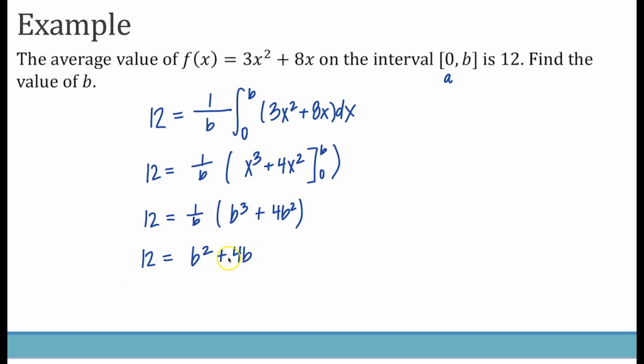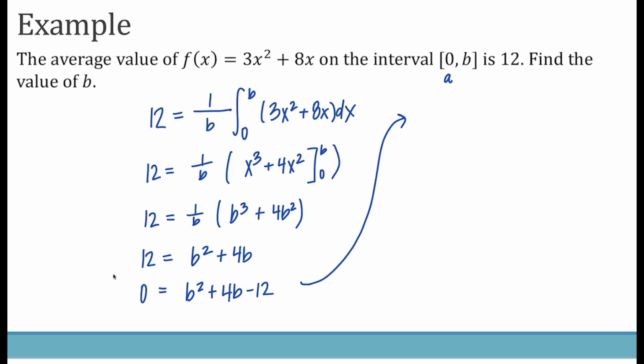And now we have a quadratic equation, which we must set equal to 0. So we don't want to do something weird, like factor out a b and set each term equal to 12, which a lot of people do. I want to set this equal to 0 by subtracting the 12 to the other side. So b squared plus 4b minus 12 equals 0, so that I could use the zero product property.